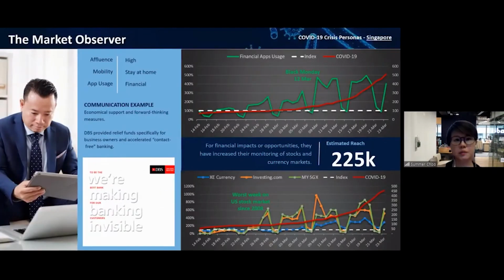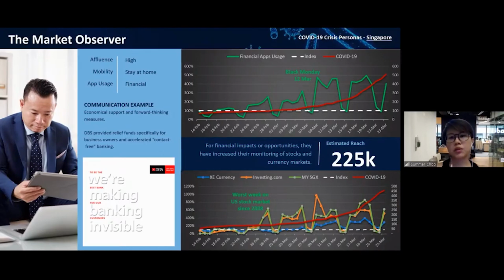Now, how do we create different personas for sharper targeting and messaging? So the great example taken from Singapore would be looking at people who are very into finance apps. So starting the left-hand side, we look at people with higher affluence. In terms of mobility, we look at people who are work from home, staying at home, and people who use finance apps. Now on the right-hand side, the line in red actually shows the number of COVID cases across the 1 month, 6 weeks that we've tracked.